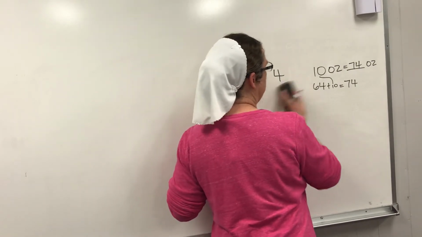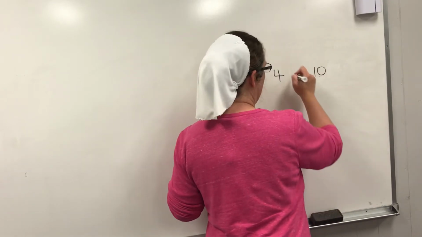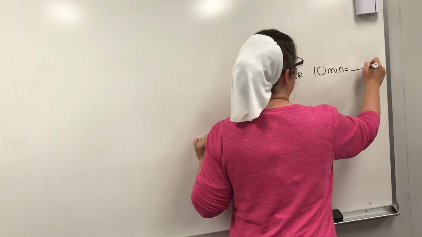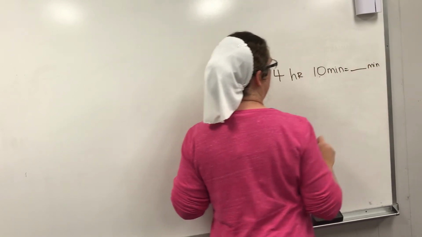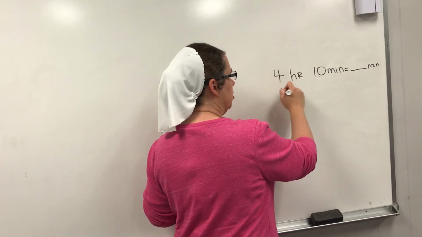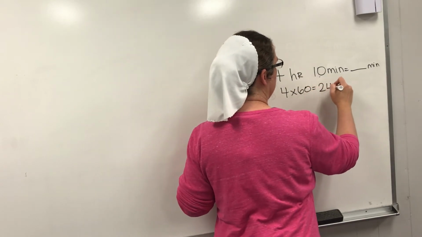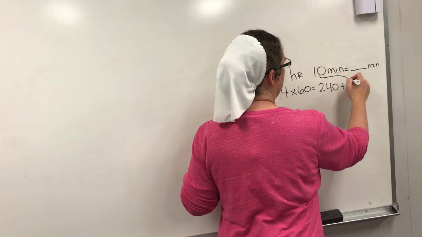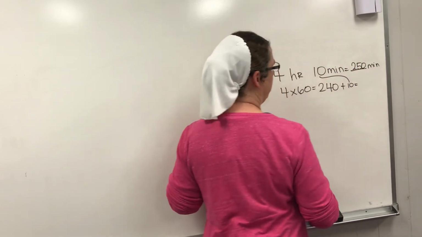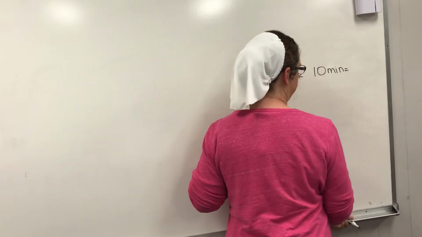Let's say this would be hours and minutes. Equals how many minutes? All right. How many minutes are in an hour? 60. So you go 4 times 60 equals 240. And then you add these minutes to it, which gives 250.